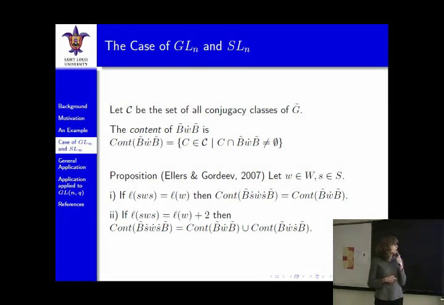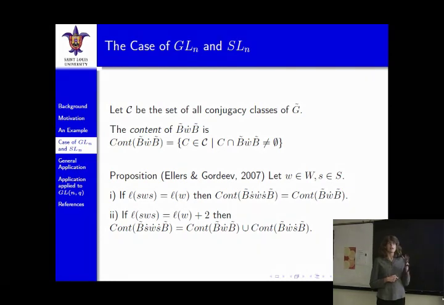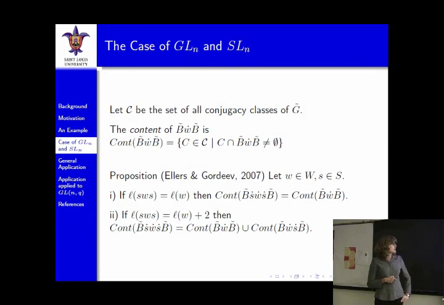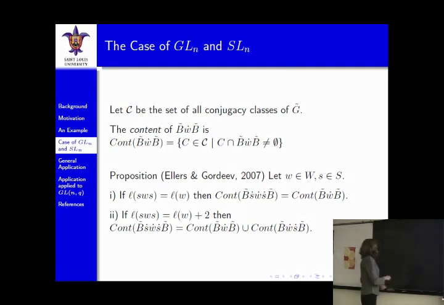All right, or if the length goes up by 2, I mean, it looks like the length goes up by 2 here, doesn't it? But there could be some cancellation. If the length goes up by 2, then the content, when you conjugate it by that S, still includes all the content of your original Bruhat cell, but it also is intersecting a bunch more conjugacy classes. And these are actually the only 2 cases that can happen. Our Weyl group W here is Sn.